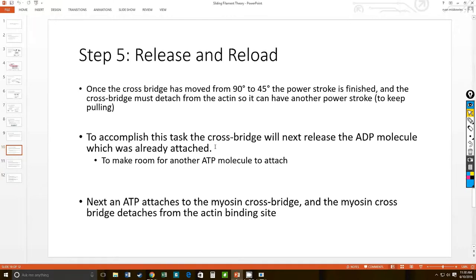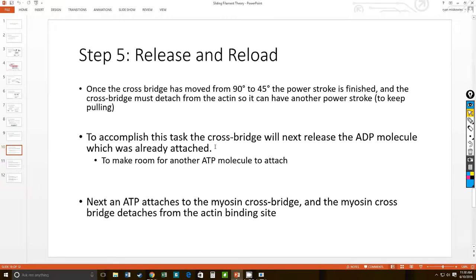You're done with your row. You have to now pick the oars up, put them back in the water, and do another pull. It's the same thing, all right? So they're just going to release from the actin, grab onto another active site, and then the process is going to keep continuing.